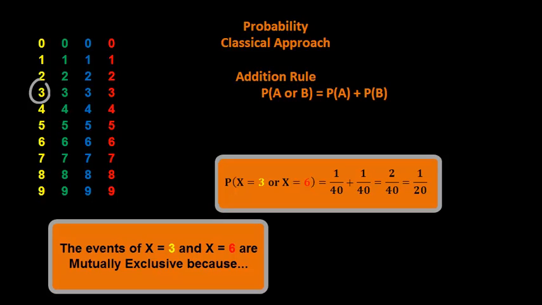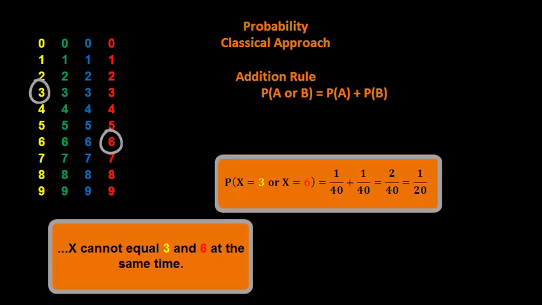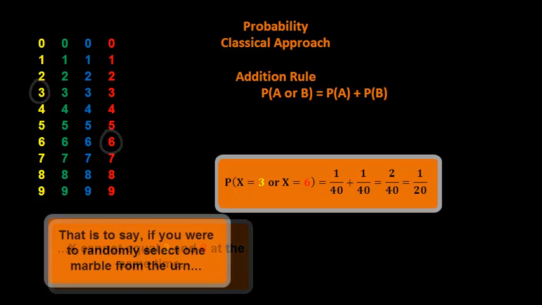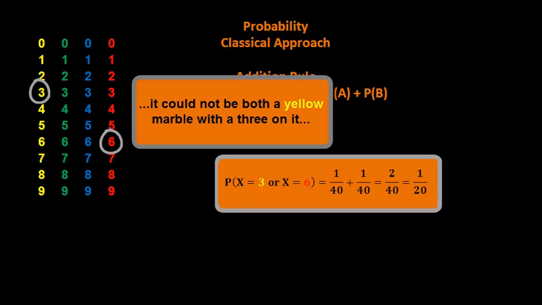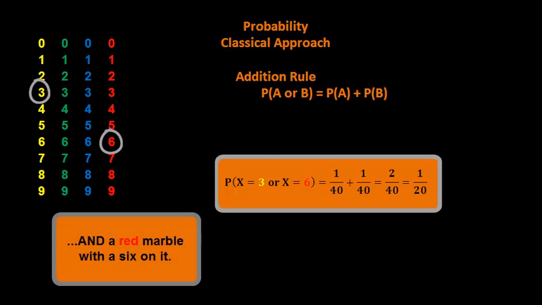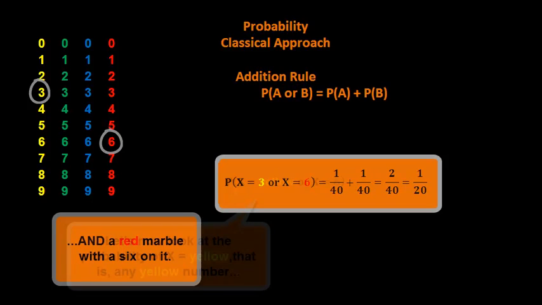The events of x equals a yellow 3 and x equals a red 6 are mutually exclusive because x cannot equal a yellow 3 and a red 6 at the same time. That is to say, if you were to randomly select one marble from the urn, it could not be both a yellow marble with a 3 on it and a red marble with a 6 on it.